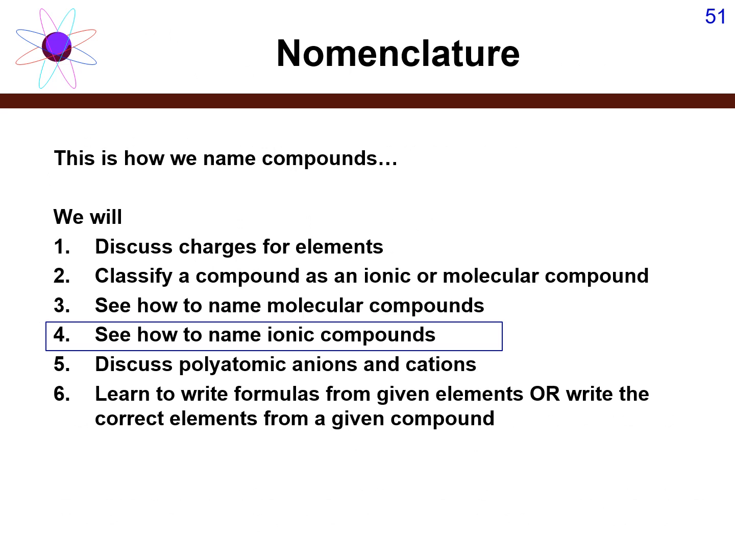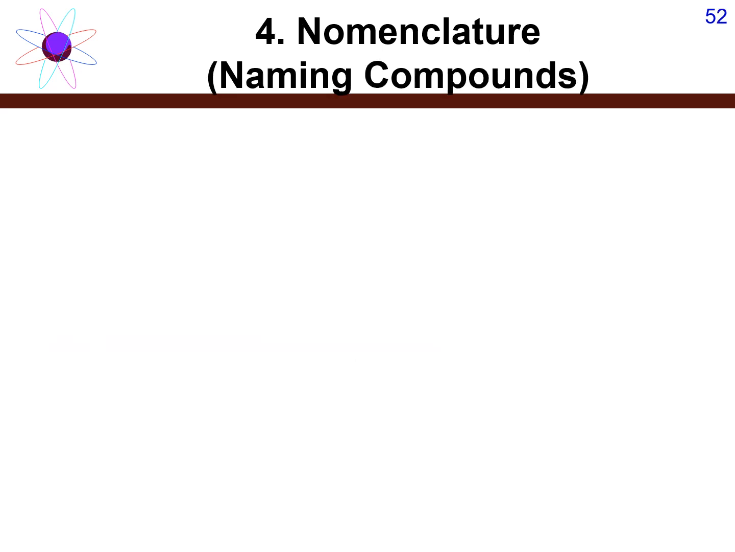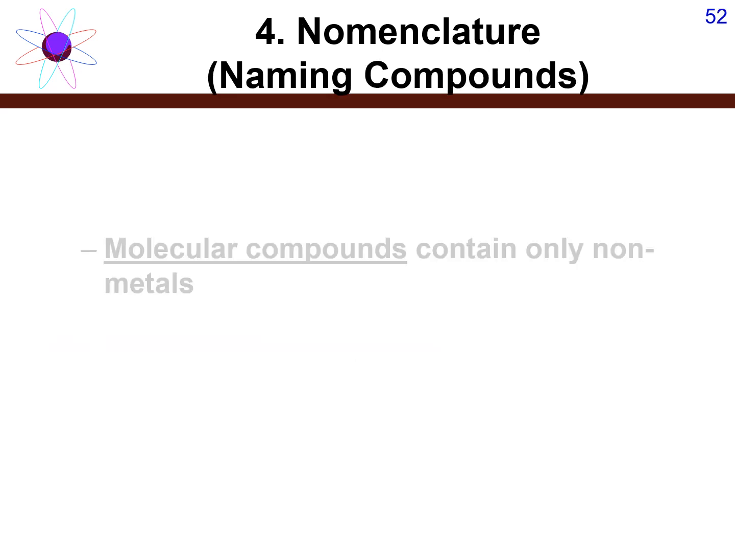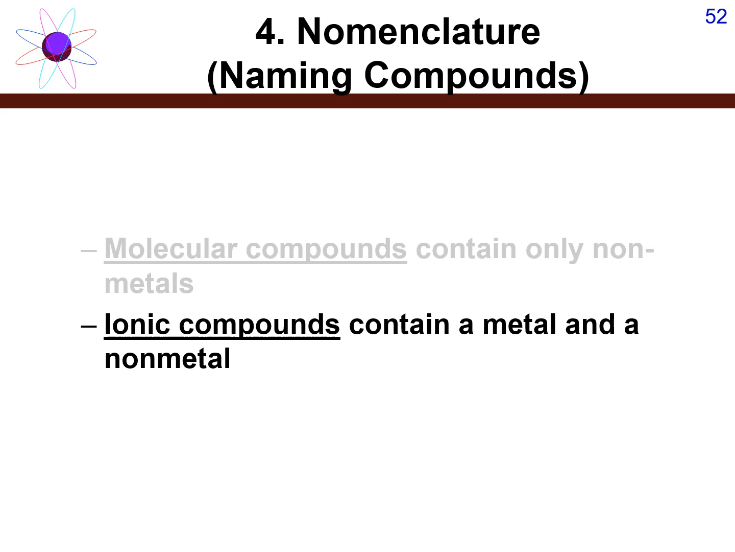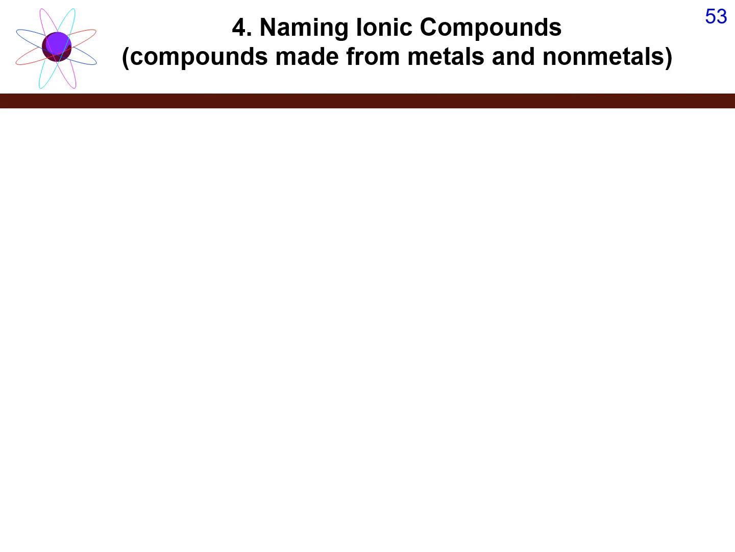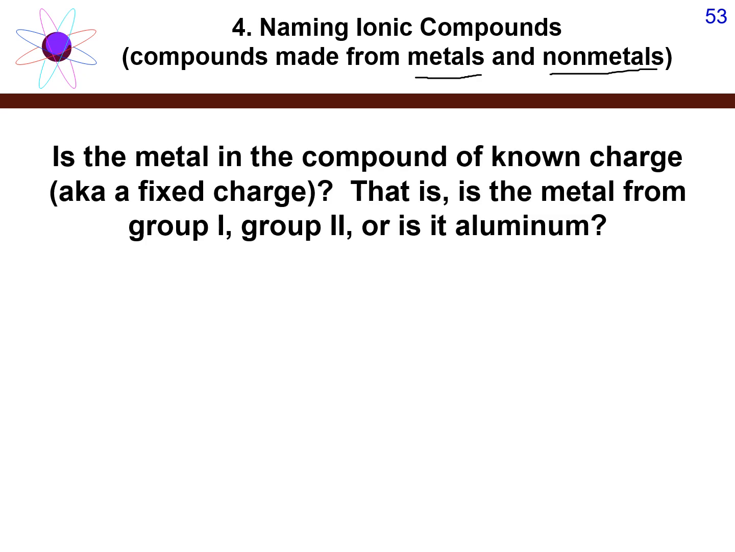Now we're going to move on to ionic compounds. We're going to name ionic compounds. So not talking about molecular, now we're focusing on ionic compounds, and those are going to be a compound that contains a metal and a non-metal. Okay, so when you name an ionic compound, again, ionic compounds are made from metals and nonmetals. That metal is typically written first in the name, and the nonmetals are usually written after that.